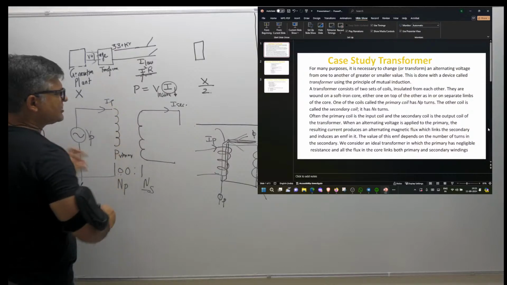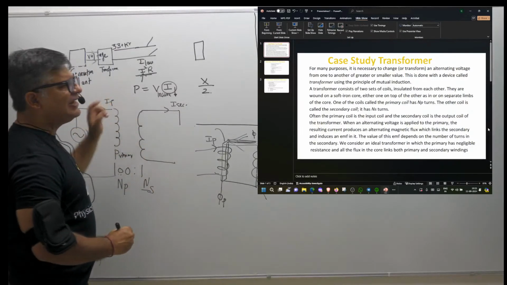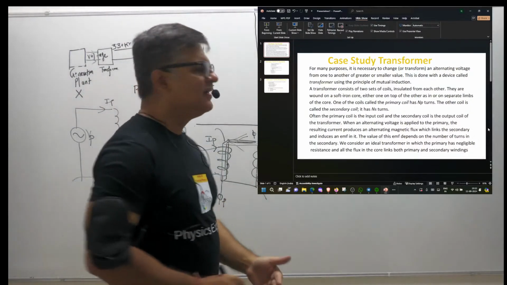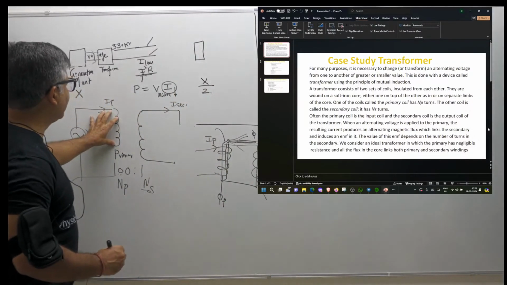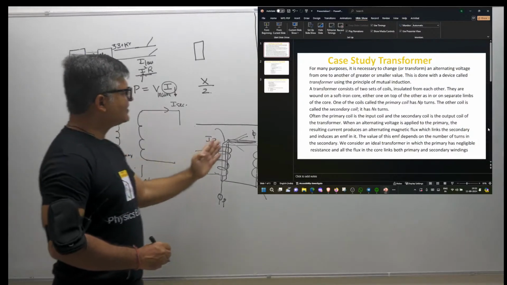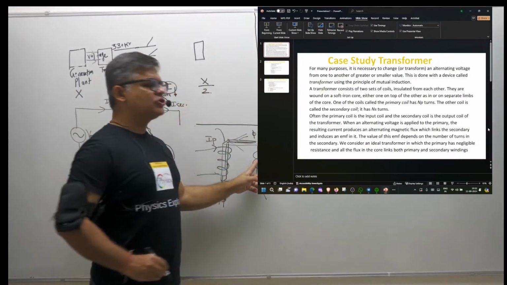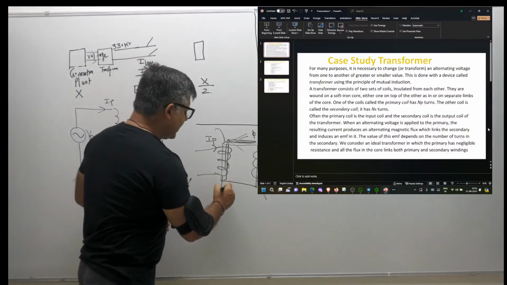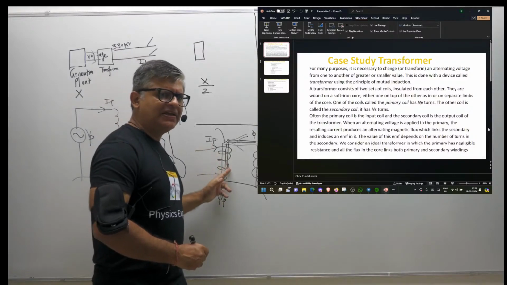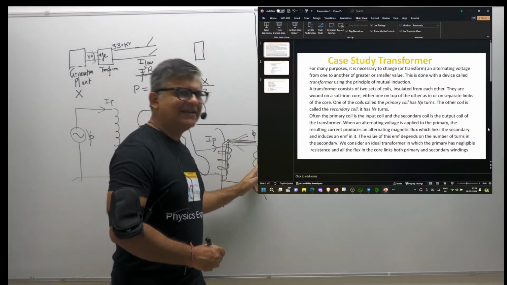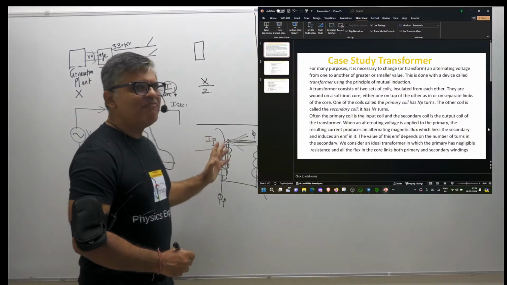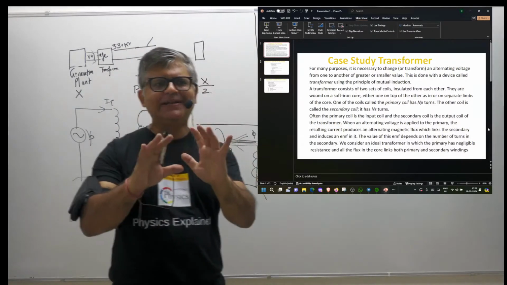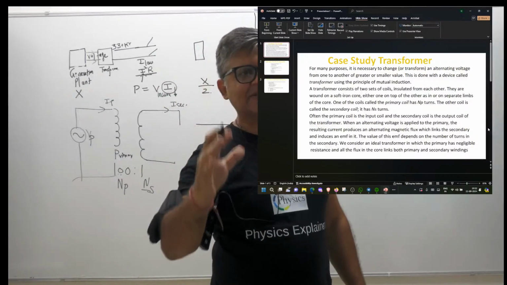a flux here, which is also changing because you have L di by dt, and therefore you also have N d phi by dt. If you have N d phi by dt here, and the same rate of flux is connected to this, you also have N d phi by dt on the other side. So both the sides have their N primary d phi by dt, N secondary d phi by dt, and are magnetically coupled, the two circuits, by the process of mutual induction. I hope this is making sense in your brain.